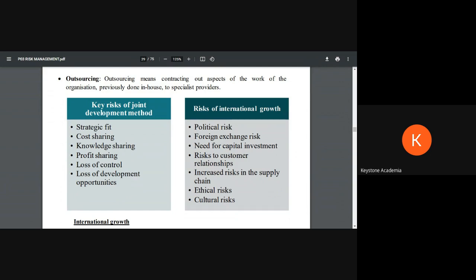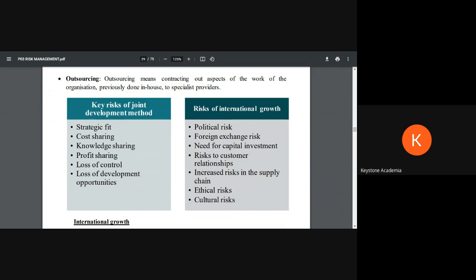Then the key risks of joint development methods. Some of them they have given: strategic fit, cost sharing, knowledge sharing, profit sharing. What I would recommend in this type of option is that you write from your logic, what you believe in that particular situation. Usually the question carries 30%, 40%. So you might have to just take 3 to 4 points out of that, highlight them and explain them.